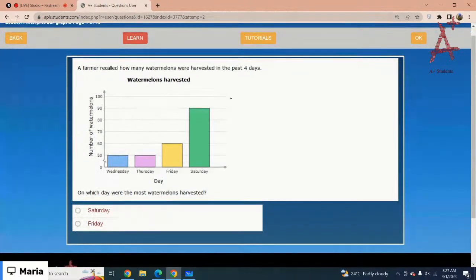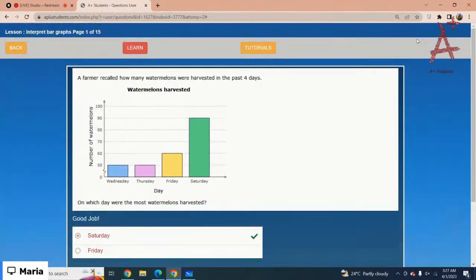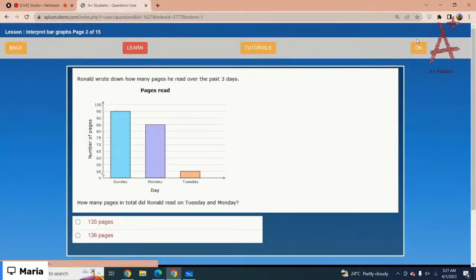On Wednesday it is 50. When you match the graph with the table here, you have 50. On Thursday again it is 50. On Friday it is 60, and on Saturday it is 90. So which is the greatest value? Yes, the greatest value is 90. Got it? And the 90 is on Saturday. That means on Saturday the most watermelons were harvested. Got it? So just select the correct option, then click on the OK button.